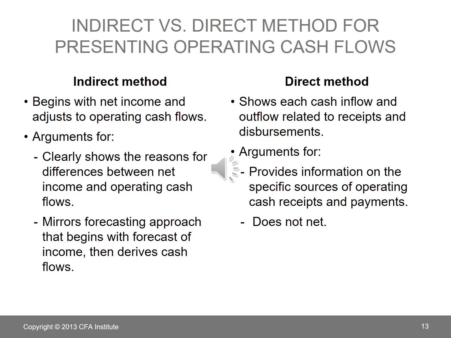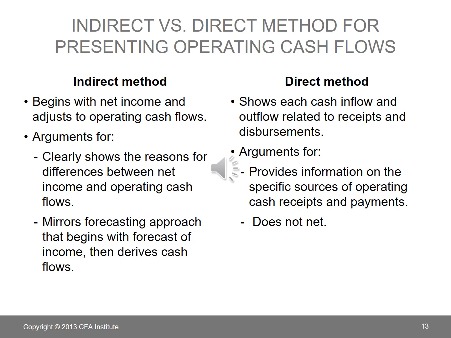The direct method, on the other hand, shows the specific cash inflows and outflows that result in reported cash flow from operating activities. The direct method shows each cash inflow and outflow related to a company's cash receipts and disbursements. In other words, the direct method eliminates any impact of accruals and shows only cash receipts and cash payments. The primary argument in favor of the direct method is that it provides information on the specific sources of operating cash receipts and payments. This is in contrast to the indirect method, which shows only the net result of these receipts and payments.